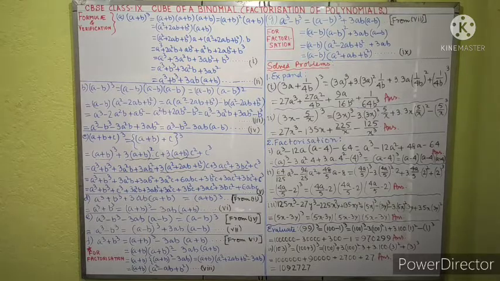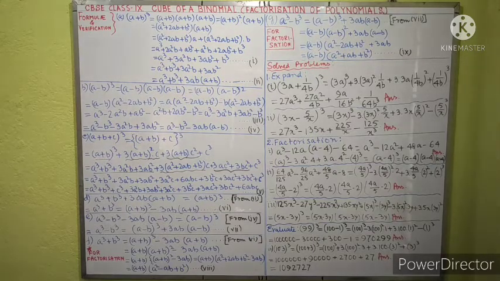Now see some short problems. At first, expand (3a plus 1 by 4b) whole cube. According to the formula (a plus b) whole cube, it is (3a) whole cube plus 3 into (3a) square into 1 by 4b plus 3 into 3a into (1 by 4b) square plus (1 by 4b) cube. After calculating, we are getting 27a cube plus 27a square by 4b plus 9a by 16b square plus 1 by 64b cube. This is the answer.